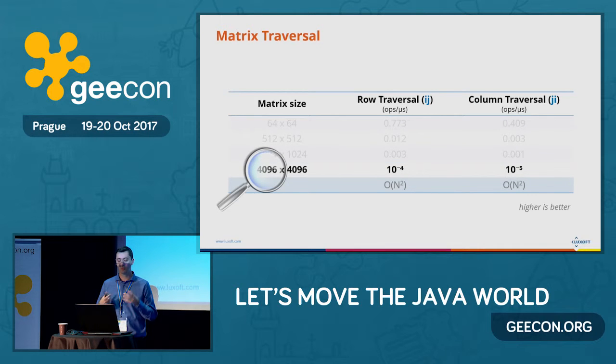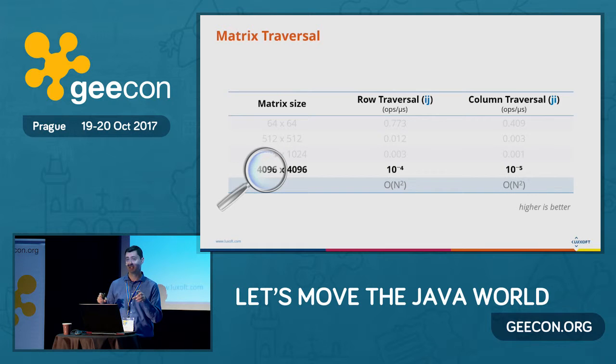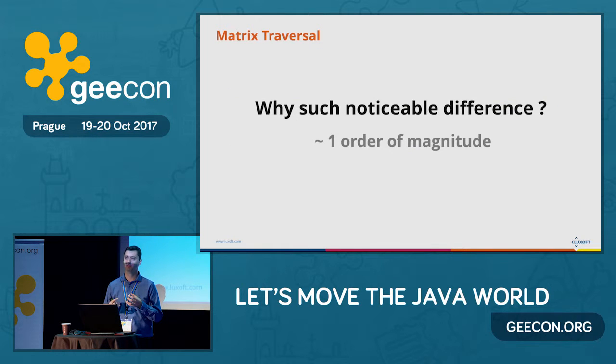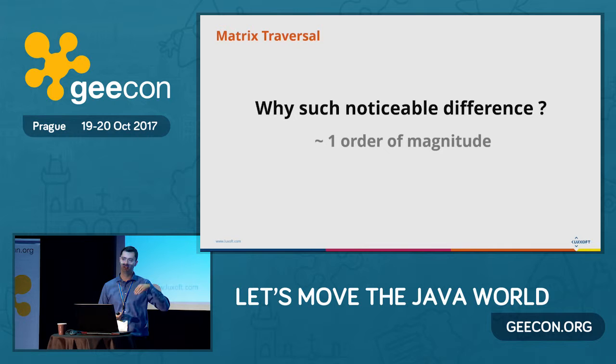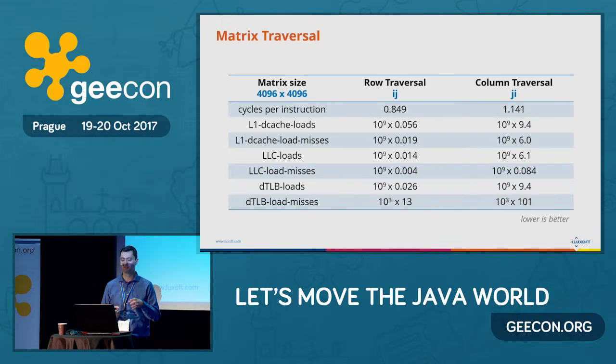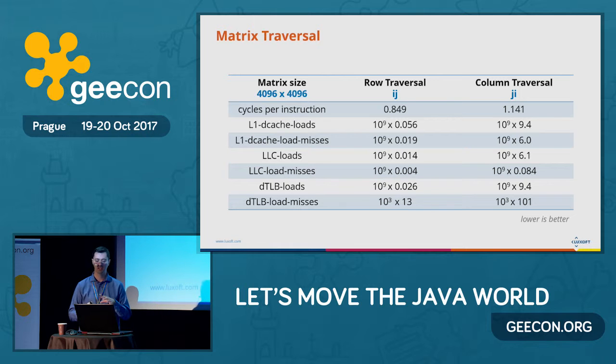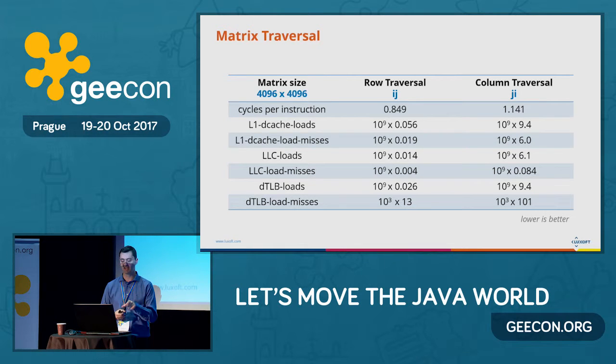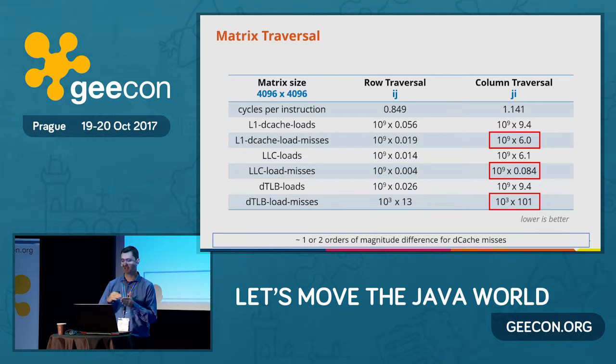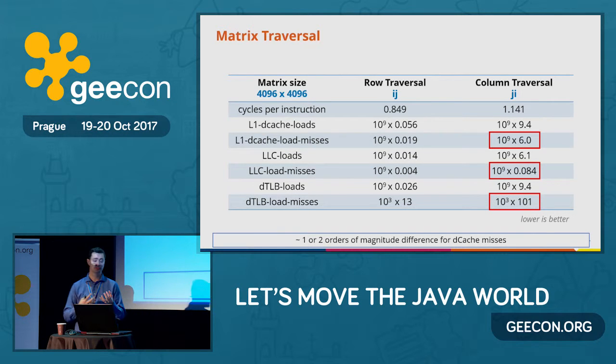The question is, why? Because we need to understand what's going on in the hardware. To understand that, I took the last case, 4096 by 4096, because this one is quite interesting. It has about one order of magnitude between the results. Let's see what happens. To be able to profile that, I went even deeper to the hardware level, and I sampled the hardware performance counters. In this particular case I focused on illustrating the data cache loads and misses, for example L1, the last level cache, the third one, and the translation lookaside buffer, the TLB. And as you can see here, in the column traversal there is a big discrepancy in terms of cache misses. But still, we don't really understand why.